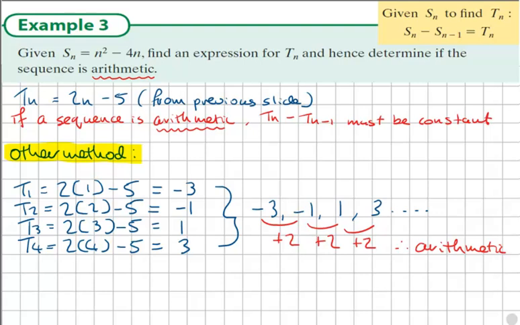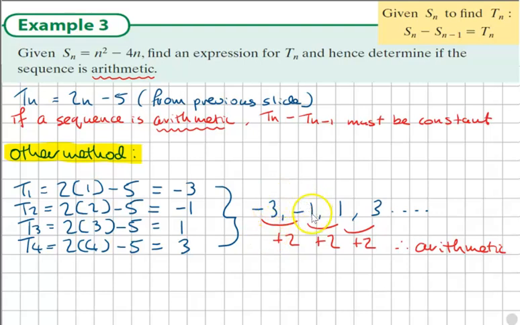So this is another way to prove that it's arithmetic. So we take the nth term that we worked out at the start of the question. So Tn equals 2n minus 5. And we're going to find T1, T2, T3, and T4. So we're going to swap the n for a set of brackets and put 1 in the brackets. And 2 times 1 is 2, minus 5 is minus 3. So term 1 is minus 3. And in the same way, term 2 is 2 times 2 minus 5, which is minus 1. Term 3 is 1, and term 4 is 3.